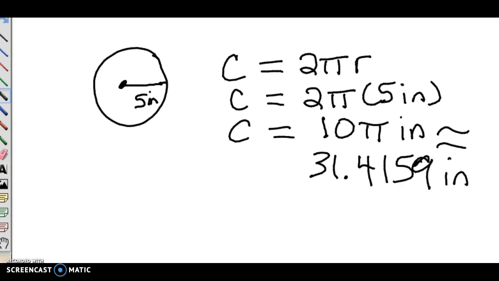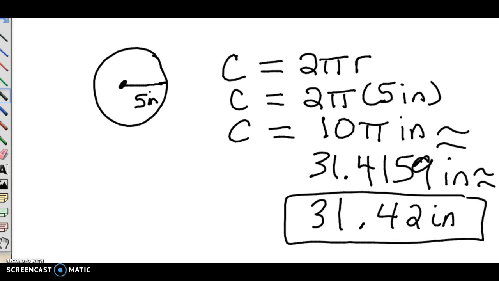And 10 times pi gives us a decimal approximation of about 31.4159 inches. Depending upon the problem, they might ask us to round to 2 decimal places. If we rounded to 2 decimal places, we would express the circumference of this circle as approximately 31 and 42 hundredths of an inch. That is the circumference.